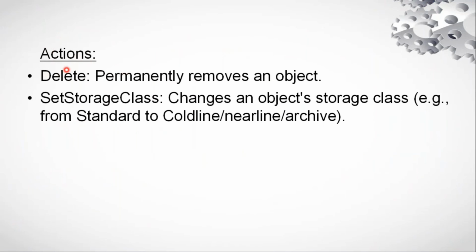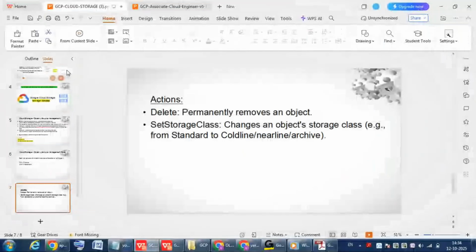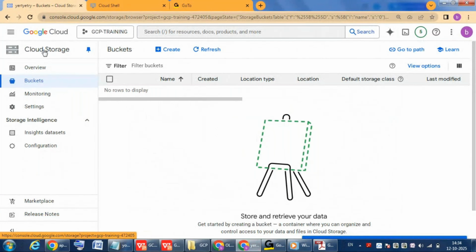Okay, let's see practically how we can do this using the GCP Cloud Console. Let's go back to our console. Currently, I am under Cloud Storage, inside the Buckets section. So let me create one bucket.